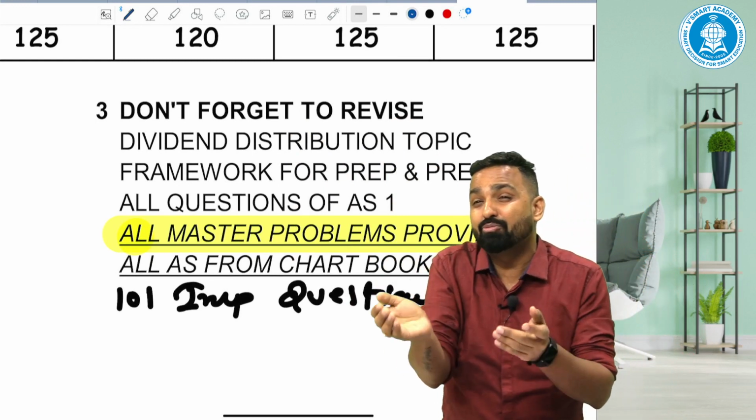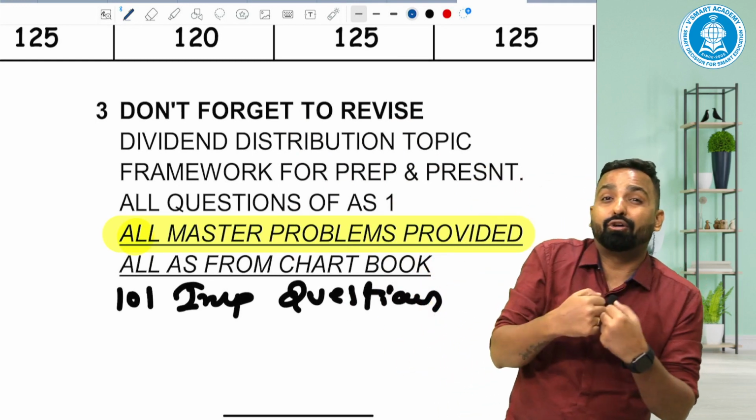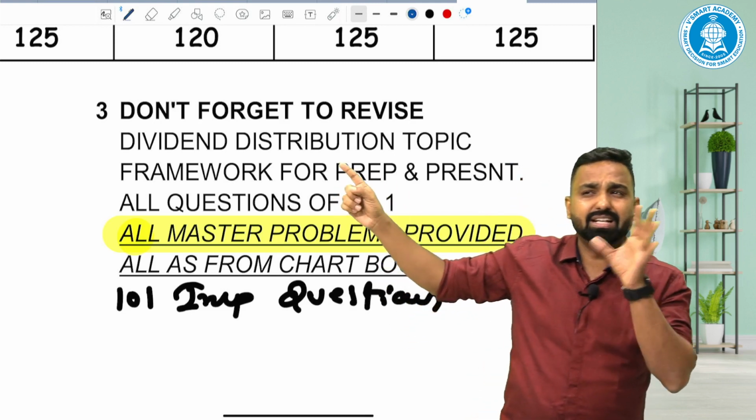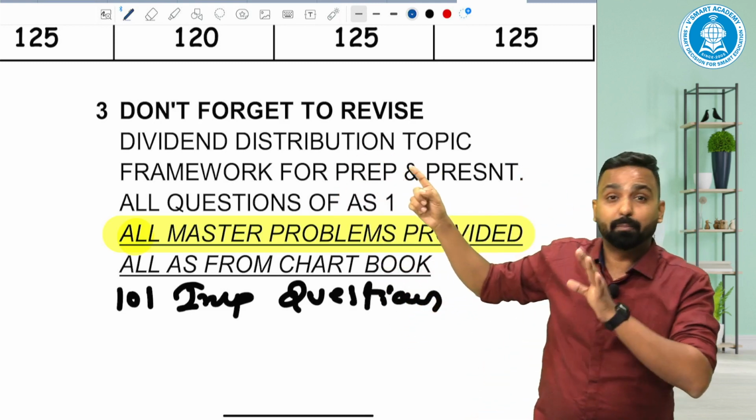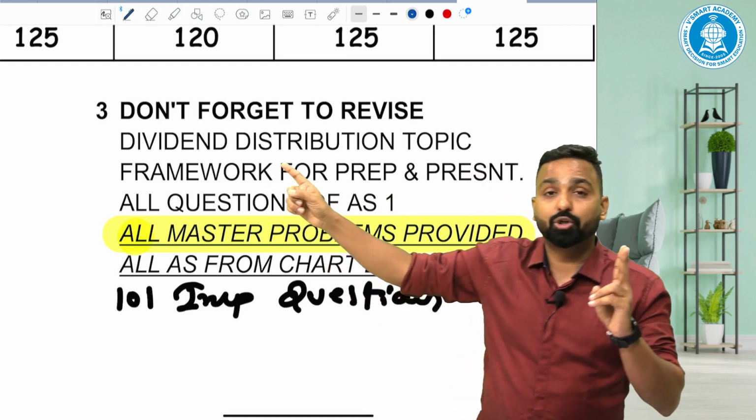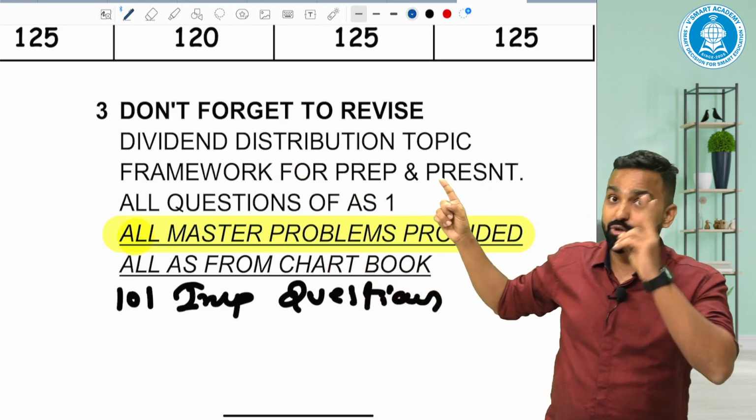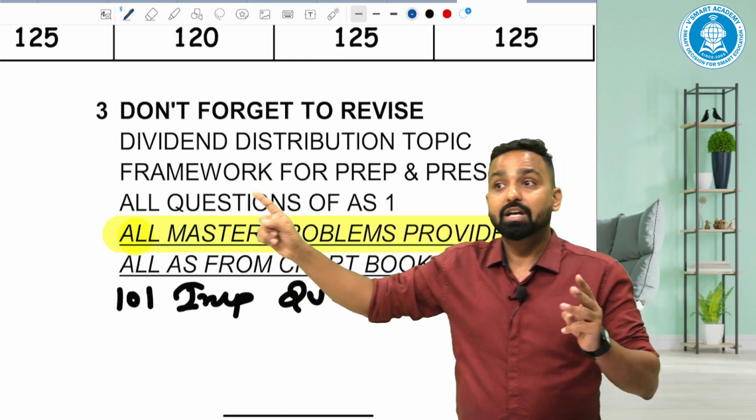Three conditions are there. How much amount of profit we can withdraw from the reserves. That is a three condition question, dividend distribution topic. You must revise that particular topic. Framework chapter, you must revise it for the theory purpose.